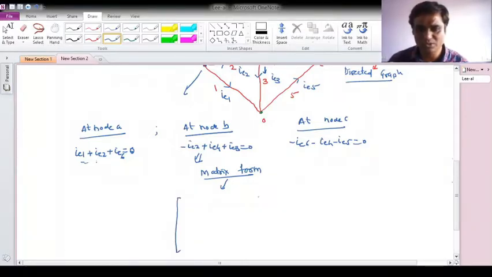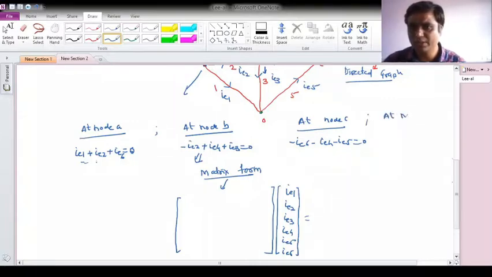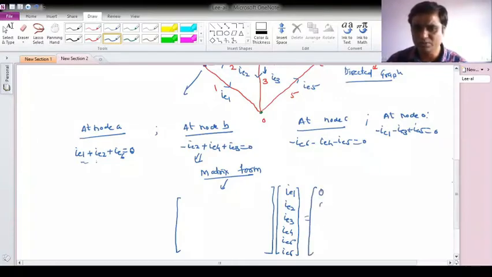In order to write it in matrix form, what will be the variables? My variables will be IE1, IE2, IE3, IE4, IE5 and IE6. And I have forgotten to write the equation at node O. It will be minus IE1 minus IE3 plus IE5, which is equal to 0. So the right side will be 0, 0, 0, 0.